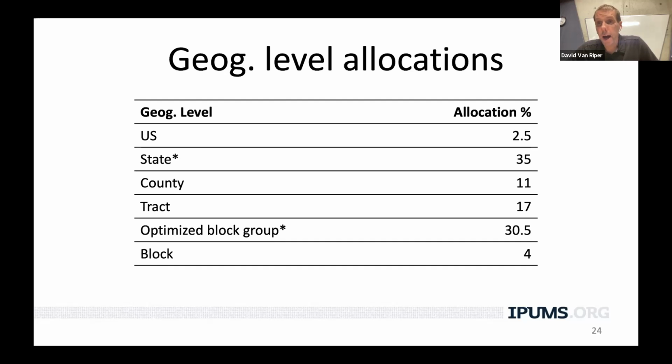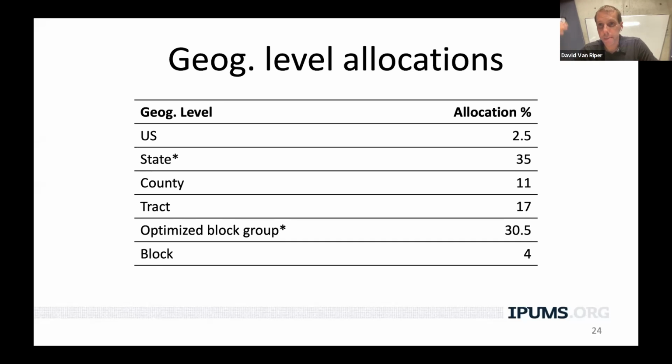You'll see that the lowest allocations go to the US or the nation level, as well as the block level. The low allocations to the block level means that the Bureau is willing to sacrifice accuracy of census block statistics in order to get more accuracy for other geographic units, such as counties or census tracts.